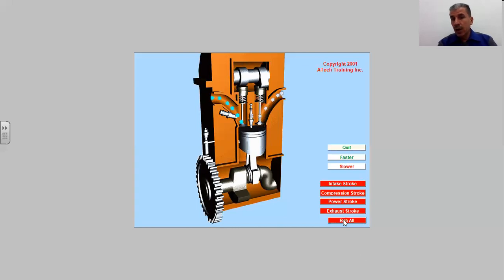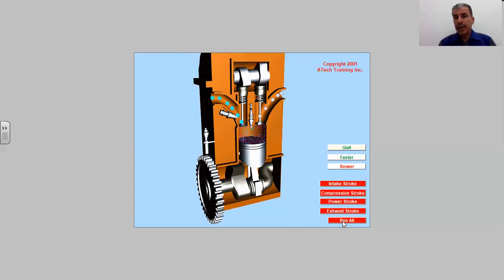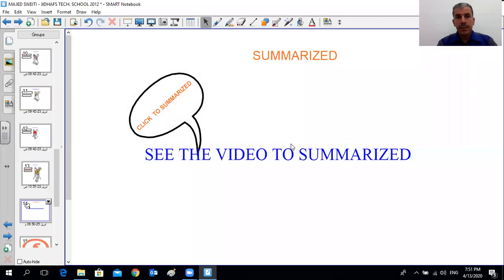Now we will run all. See, intake stroke, compression stroke, power stroke, and exhaust stroke. Okay, let's go back to our lesson.